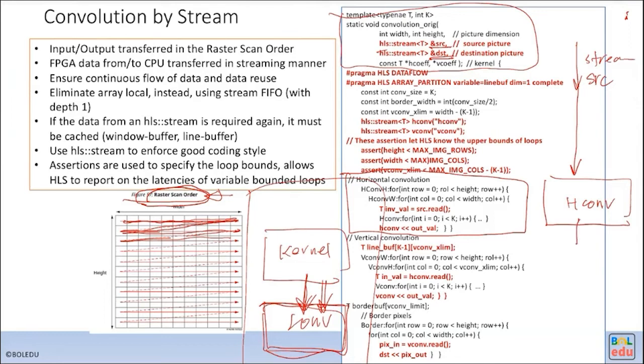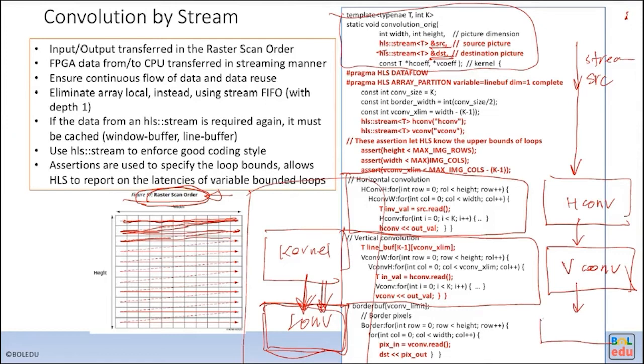Okay, and then you want to stream out to do the vertical convolution. And then you stream out to handle the border. And then you stream out to the destination stream. Okay, so that's the block diagram for this code.